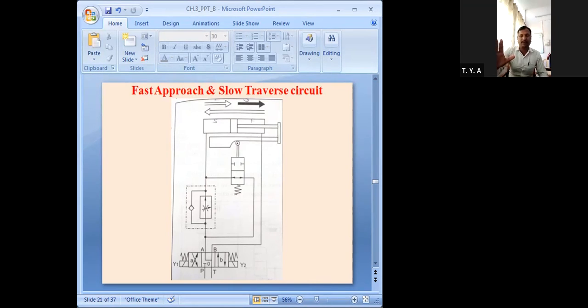Firstly, you have to cover that 30 centimeter with a very fast extending stroke, and the remaining 20 centimeter distance you want to cover slowly. For such an application we have to develop another circuit, and the circuit is named the fast approach and slow traverse circuit. Now see here on the screen.